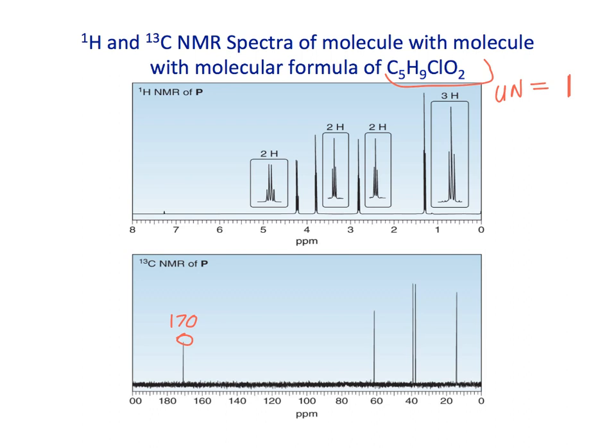So what does that tell us about that carbonyl? If we have two oxygens in the structure, it could be either an ester or it could be a carboxylic acid. All right? If we look up at the proton NMR, could we tell the difference between an ester and a carboxylic acid?